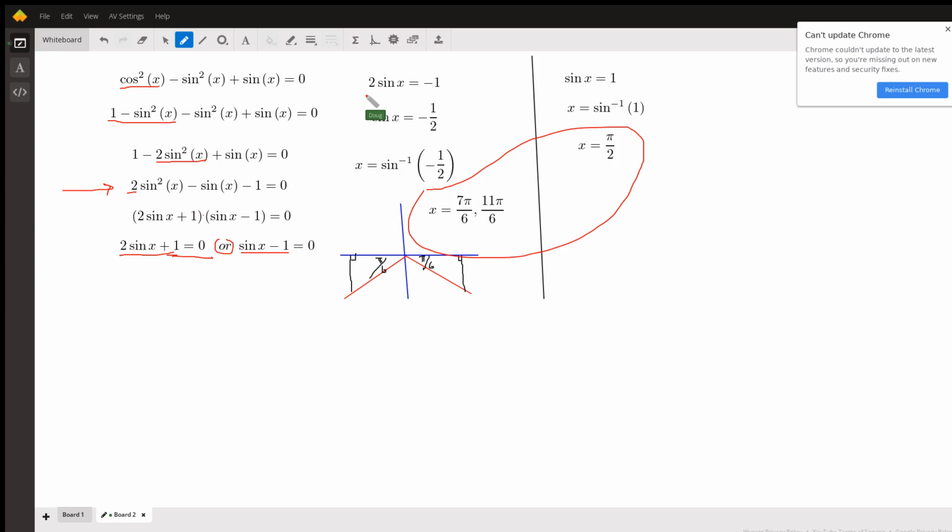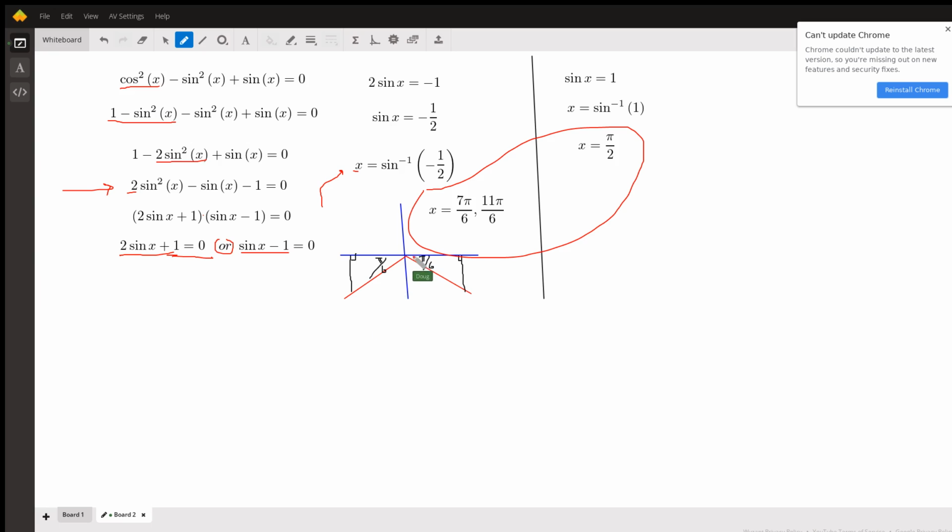2 sine of x plus 1 equals 0, and 2 sine of x equals -1. Sine of x equals -1/2. So x equals the inverse sine of -1/2. That is, x is the angle that has a sine of -1/2. And in the interval from 0 to 2 pi, there's two of those angles. We can solve this without the use of a calculator because this 1/2 is one of the special angles that you can find the trig functions for without a calculator.